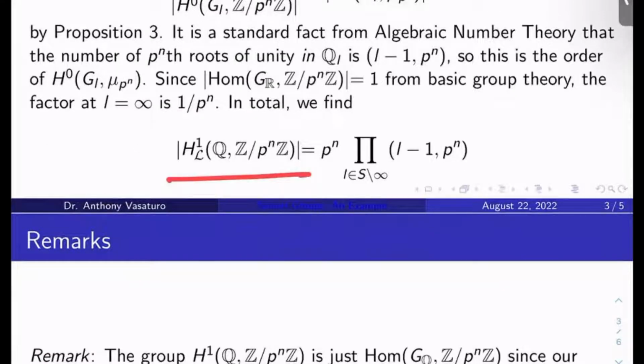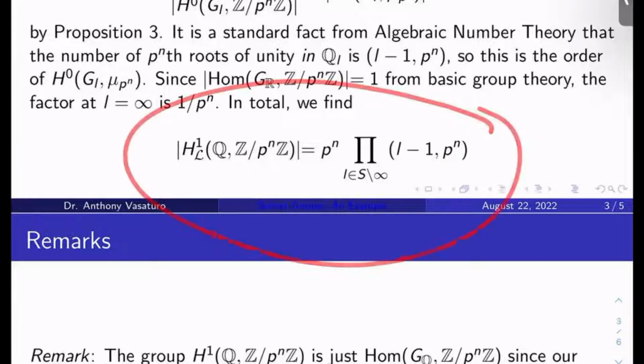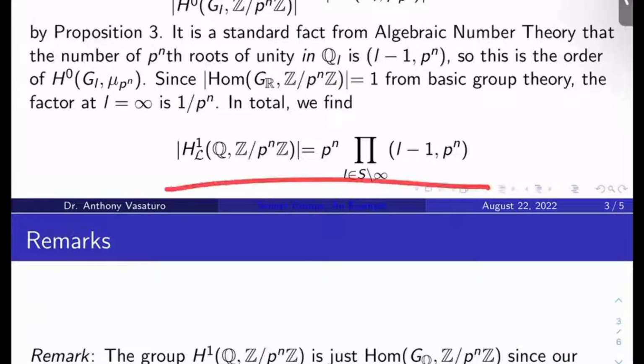The size of H1 sub cal L G sub Q Z mod P to the NZ is P to the N times the product over primes that are in S but not infinity of the GCDs of L minus 1 and P to the N. Okay, so this is an example of how to use that product formula from last time, which we'll have to use in the proof of Fermat's last theorem as well, but this is an easier example.